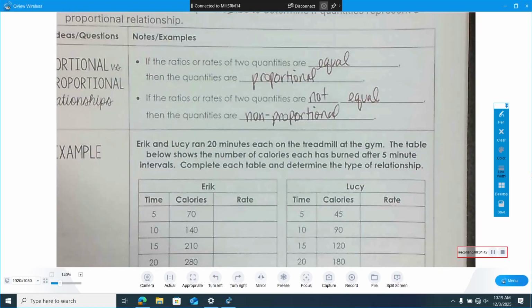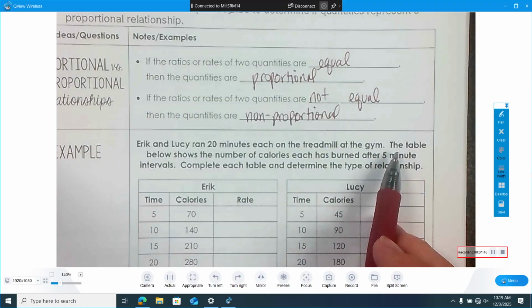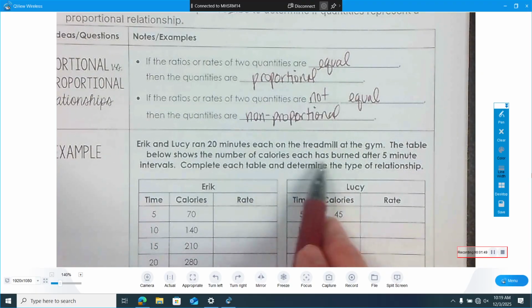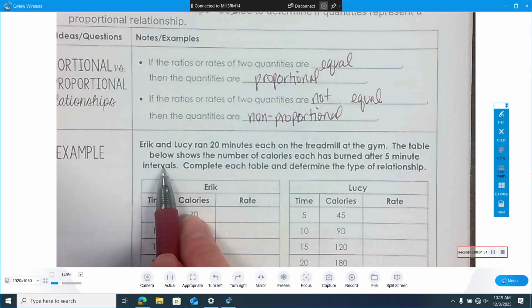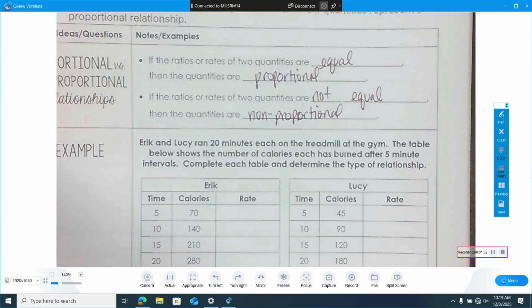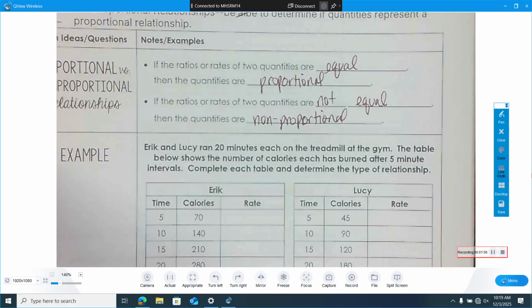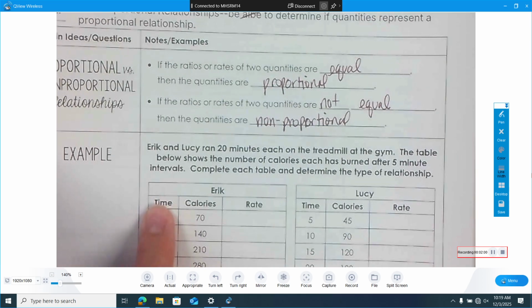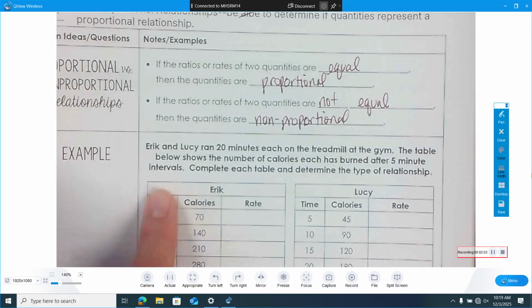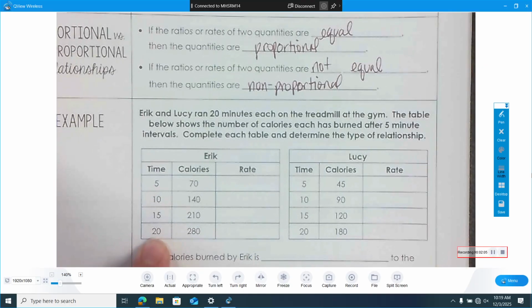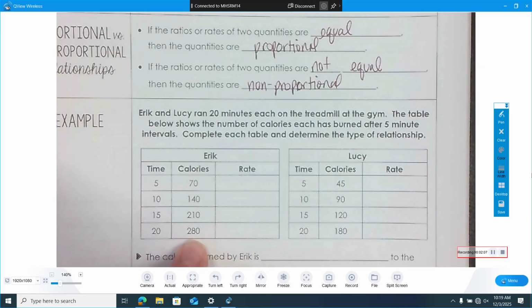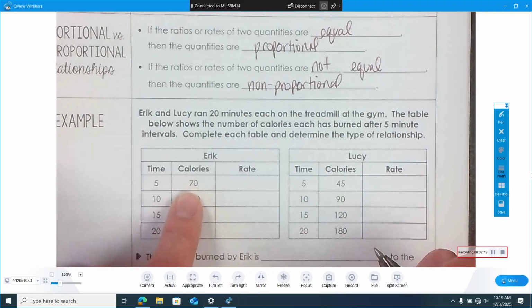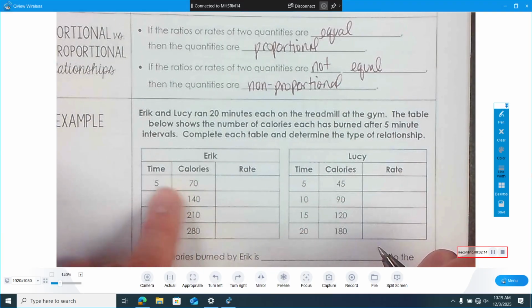So let's look here. Eric and Lucy ran 20 minutes each on the treadmill at the gym. The table below shows the number of calories each has burned after 5-minute intervals. Complete each table and determine the type of relationship, whether they're proportional or non-proportional. So for Eric, every 5 minutes, they noted the number of calories that the machine said he had burned, okay? And so we want to look at the rate, the ratio of these two quantities.